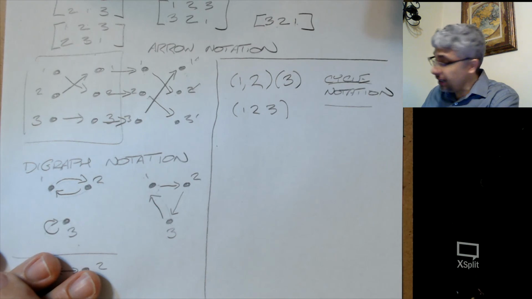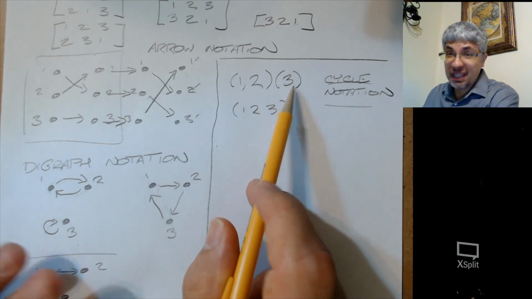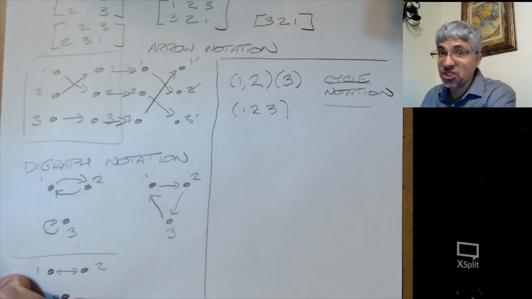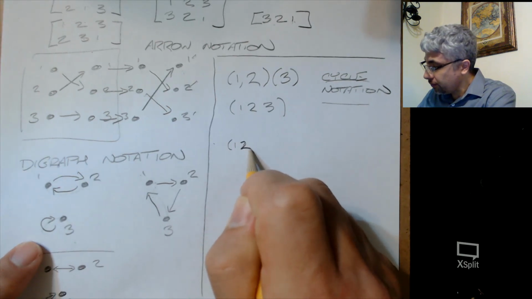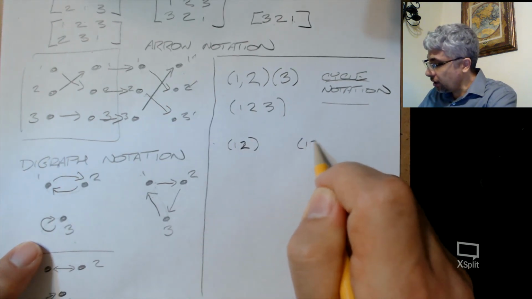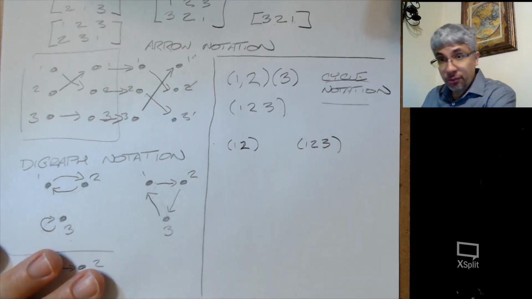And you know what? I could even make this a little simpler. If numbers go to themselves, I don't even have to write them. Any number that doesn't go to something else, I don't even bother writing it. So I could write this first one as (1 2), and the second one as (1 2 3). Okay, so this is what I'm going to do in this situation.